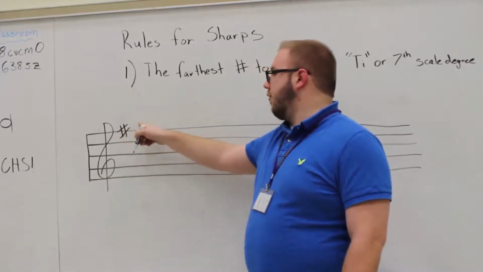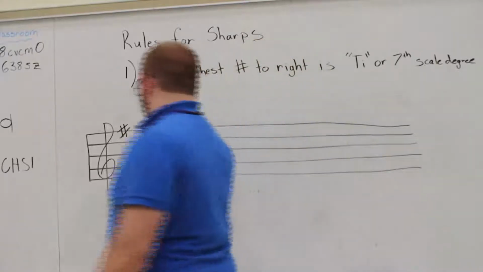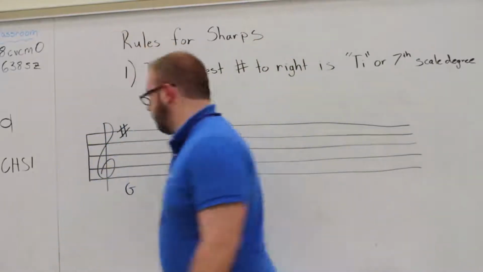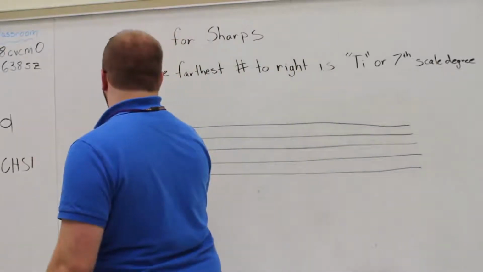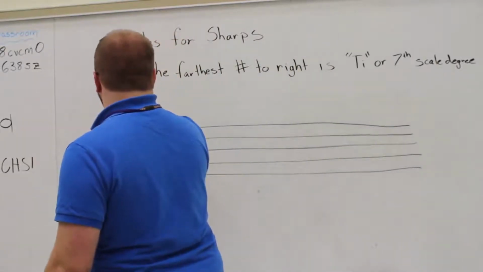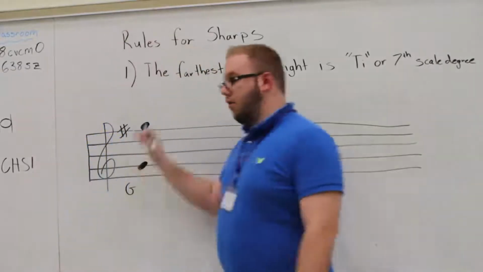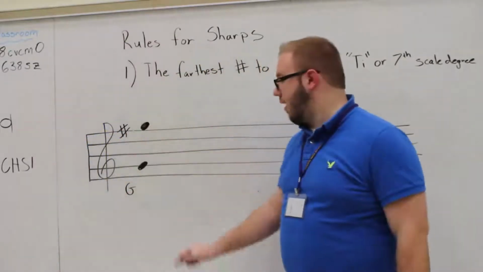So we have F, up one from there is G. So that's the key of G. So we have this note. Well, this note is Do, and vice versa all around.